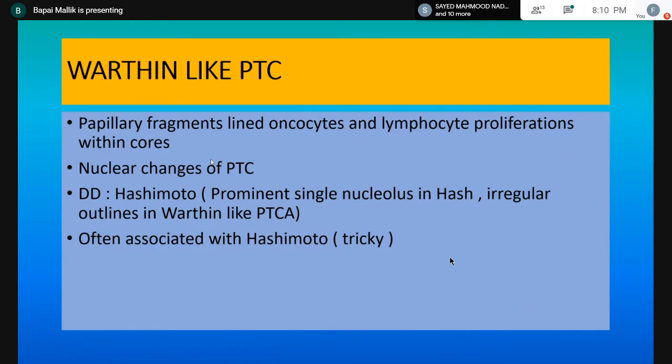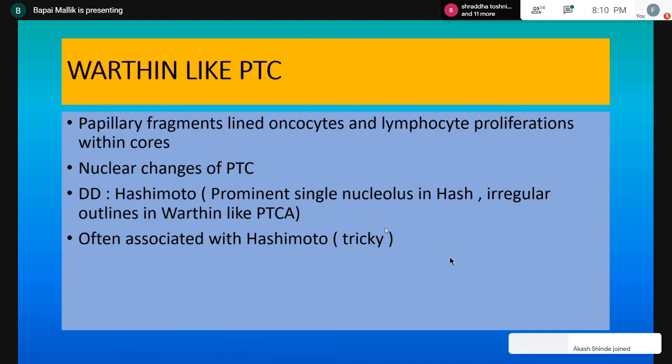But once again, you know that some of the nuclear features that you associate with papillary thyroid carcinomas are also seen in Hashimoto's thyroiditis, right? Otherwise, the differentiation is from Hashimoto's, where you usually find a prominent single nucleolus in the oncocyte as compared to the intranuclear inclusions, but rarely you can. It is a very difficult diagnosis, okay?